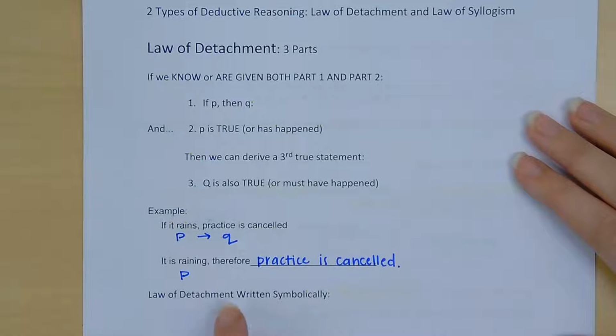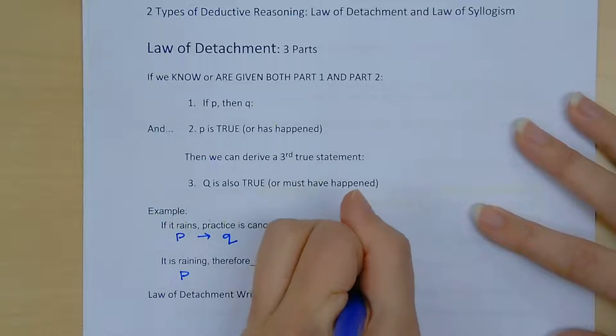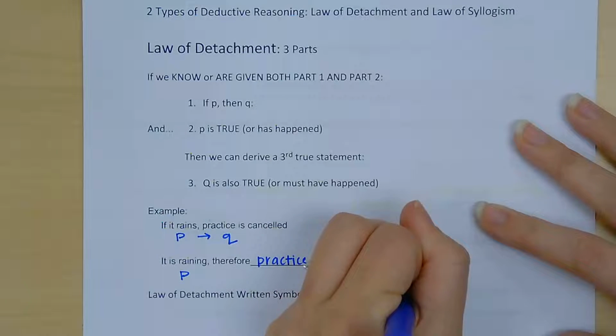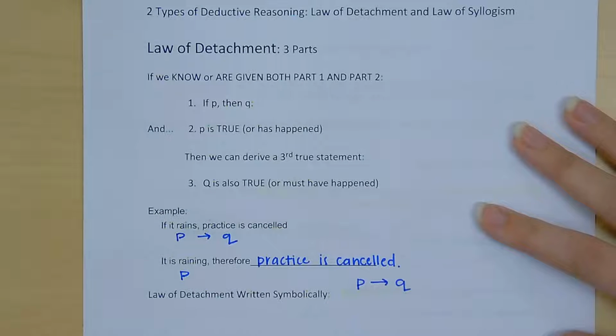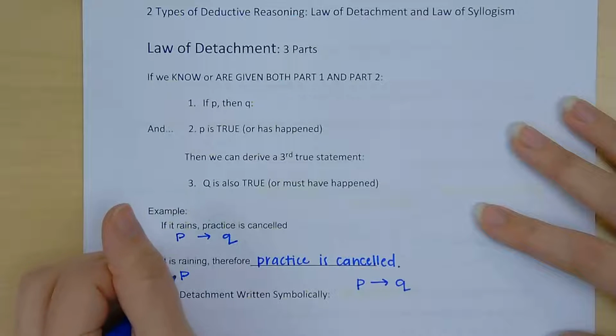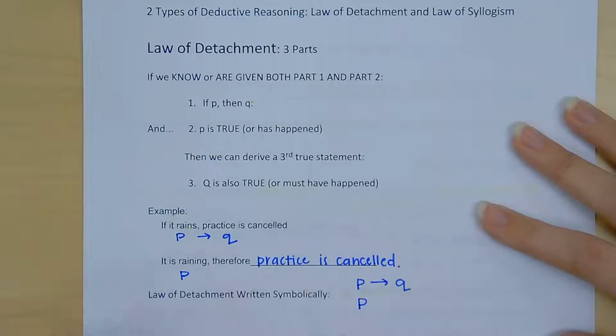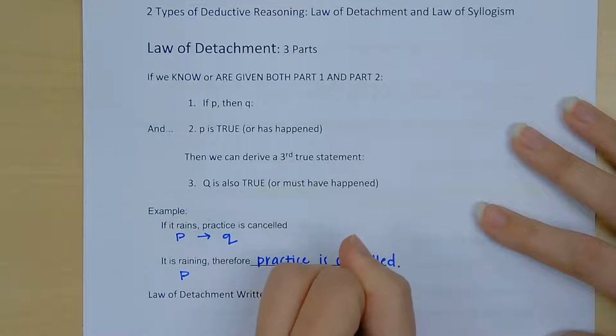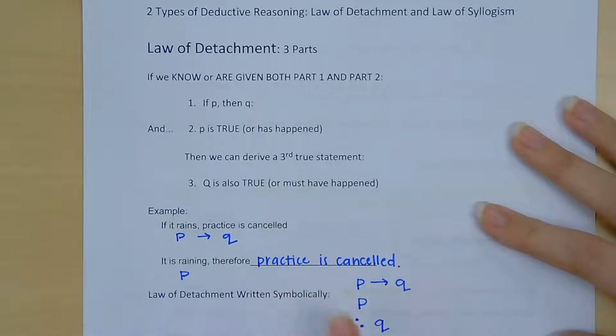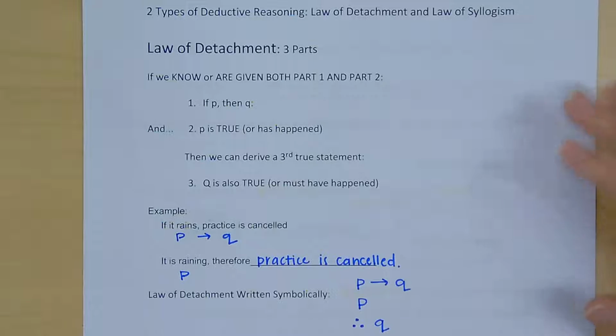All right, writing the law of detachment symbolically. Again, we have to be given if P, then Q. We're given that conditional statement. We're also told that P is true, so we're going to be given P. And therefore, we can conclude Q. Our therefore symbol are those three dots there. So this is how you would write it symbolically. That is law of detachment.